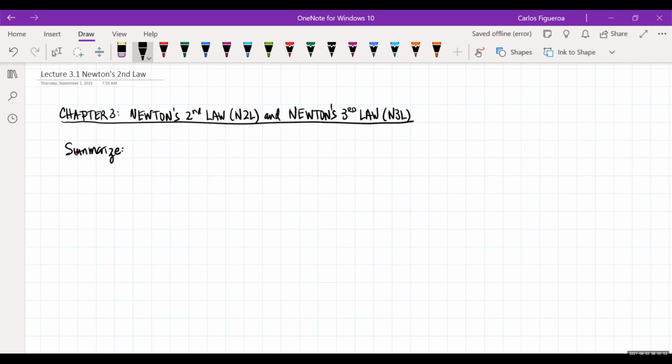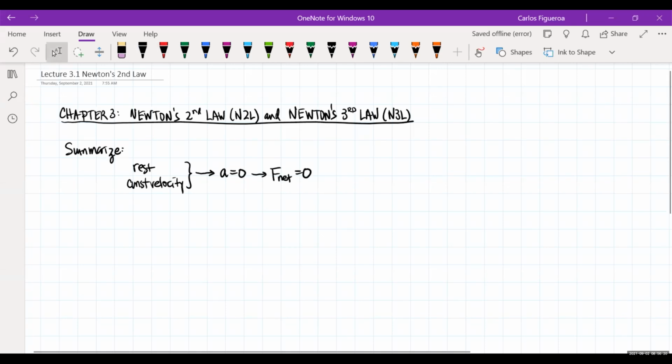What we did here is that we said if you're at rest or at constant velocity, we then said that this was a state of acceleration of 0. And because you're in a state of 0 acceleration, the net force is 0. When we say that, what do we mean by that statement? What we say here is that we are in force-free motion.